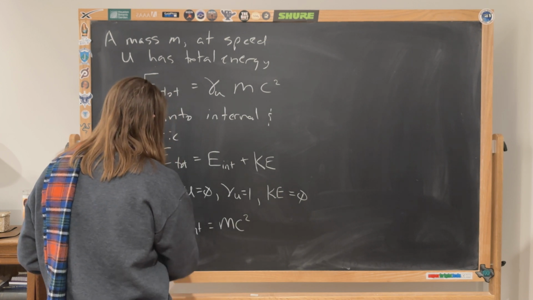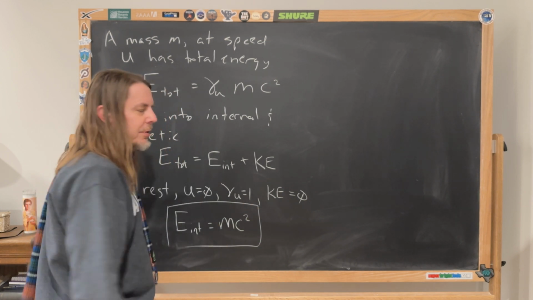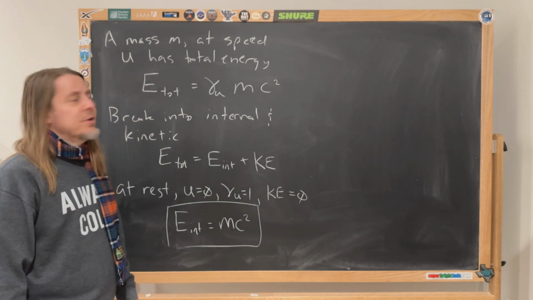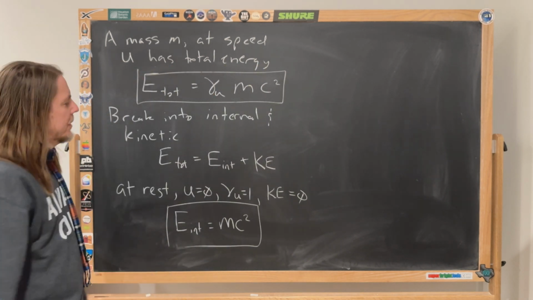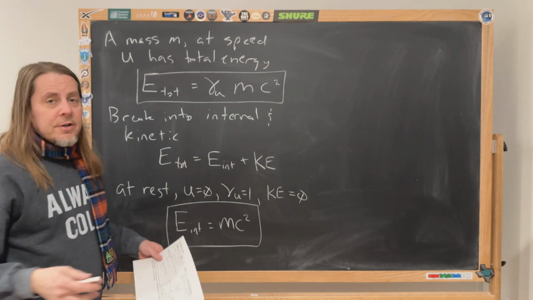Right? So that's the famous E equals mc squared. Without the gamma on it, it means for something not moving, essentially. This, also important, is the total energy. What if we wanted the kinetic energy?